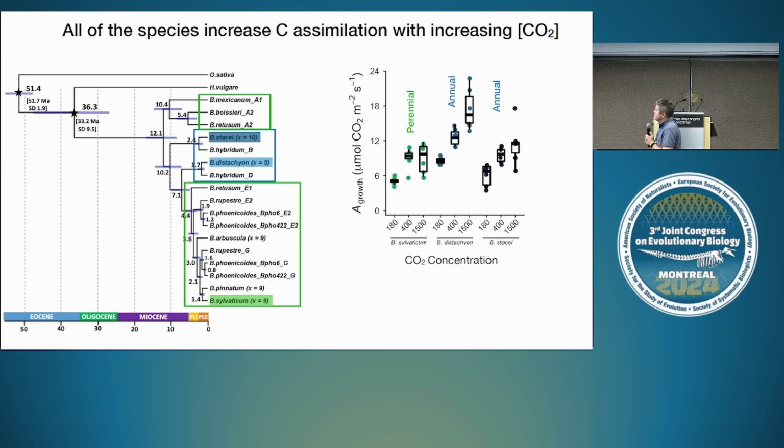First, just to convince you that juicing the system does in fact do that, as you increase CO2, looking at the 3 species at 180, 400, 1500 ppm, you can see that all 3 species are increasing their rates of carbon assimilation as we're giving them more CO2 in the atmosphere. So that's good. We're adding carbon to the system. So what do they do with it?